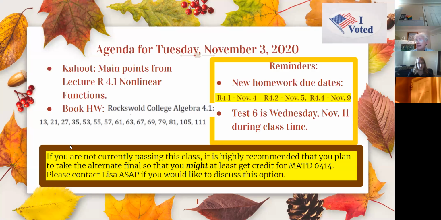However, some of y'all are not passing at all. And in that case, at this point, it's not looking so good. So I would recommend that you plan to take the alternate final. All of y'all have gotten an email from me if you are in that questionable category. So please let me know when a good time to discuss this would be. It cannot hurt you to do that for sure.